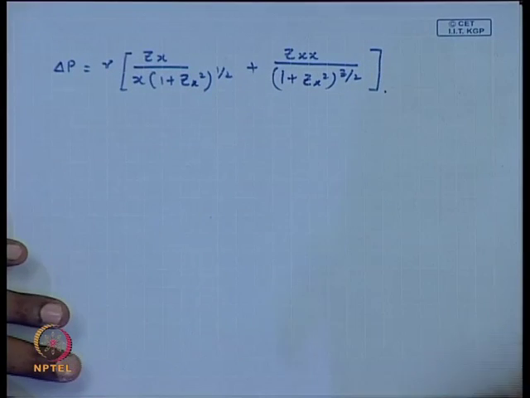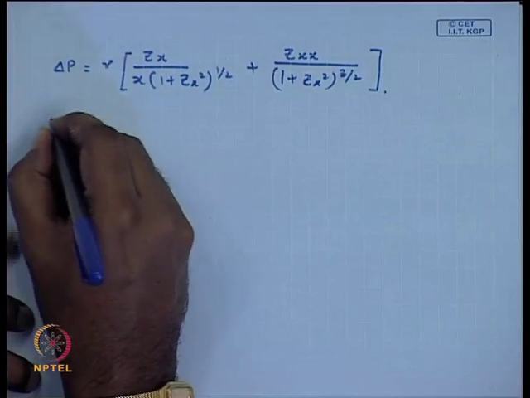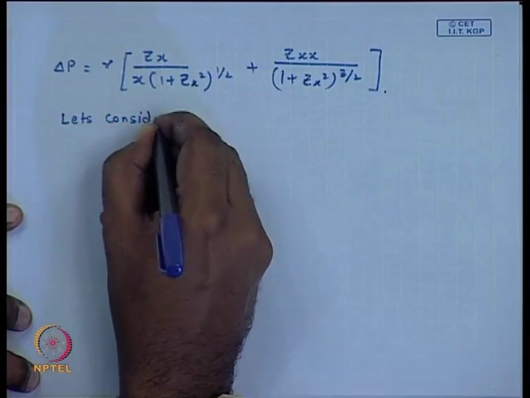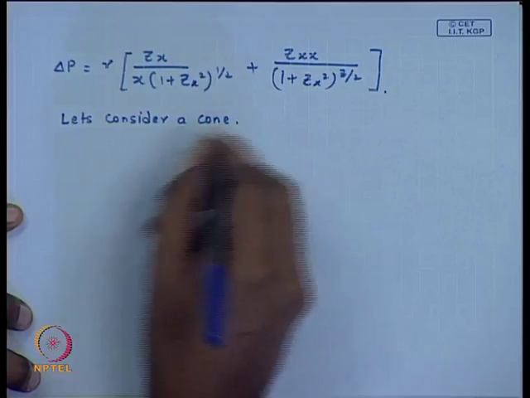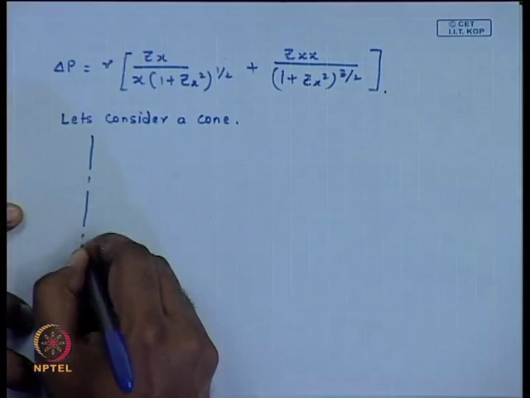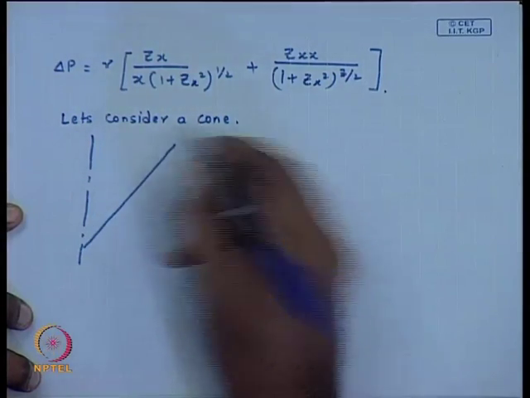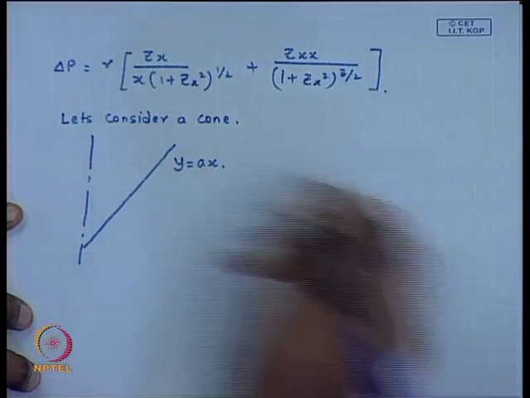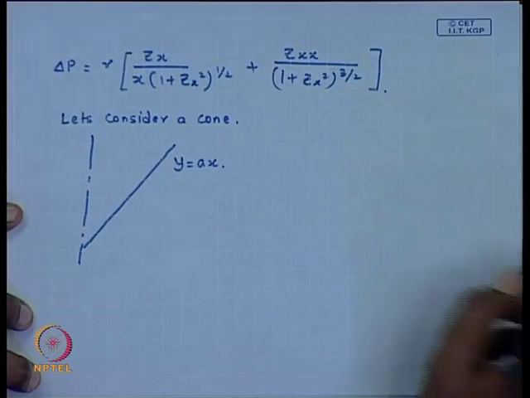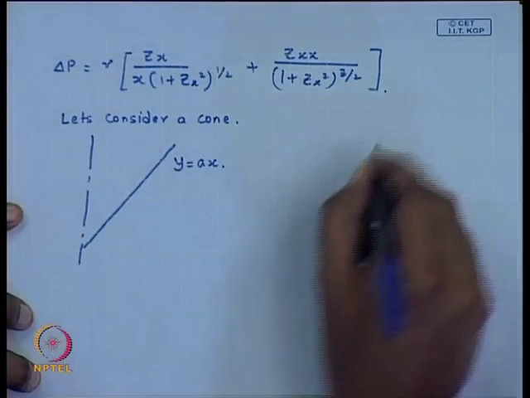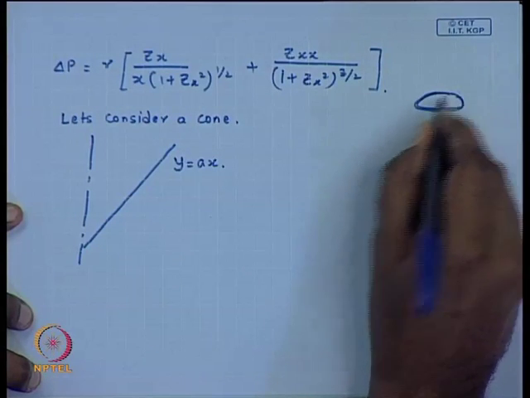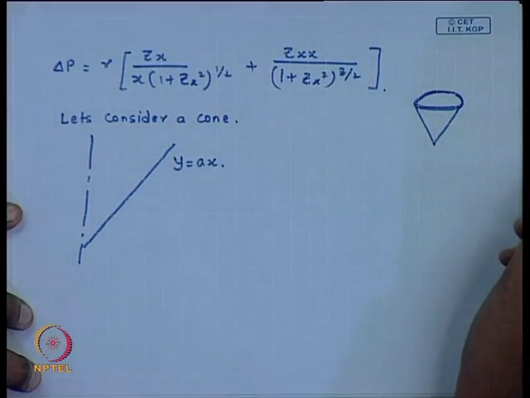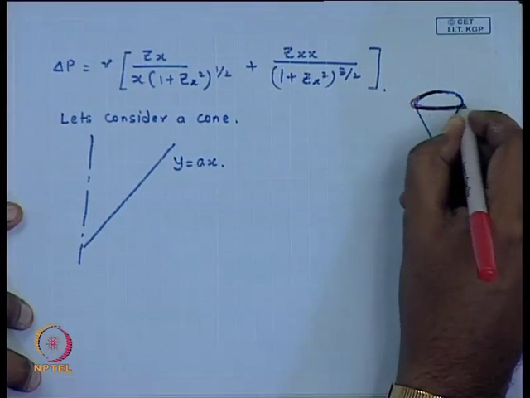Now, let us consider a cone. This is the axis of symmetry. Let us say this is a simple line we are considering, y equal to ax, a simple equation, a straight line. So, you rotate it by 360 degrees, you get a conical surface like this.